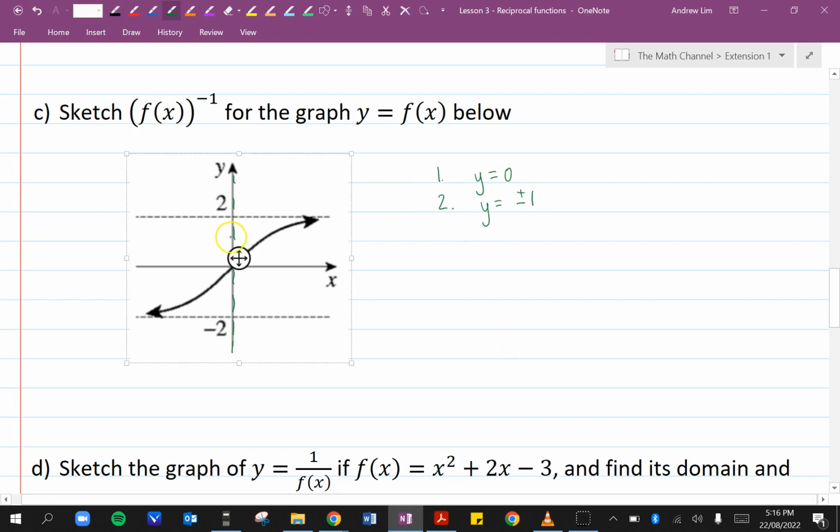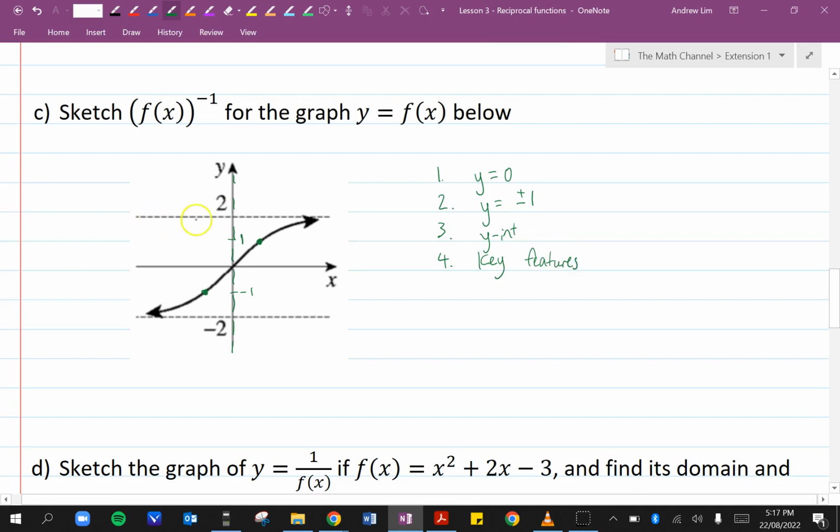When y is 1, it's going to go through that point. When x is minus 1, going to go through this point. Okay. Number 3, y-intercept. Y-intercept is at 0, so that doesn't really matter because we've got a vertical asymptote there. And number 4, any key features that we can see before we graph?